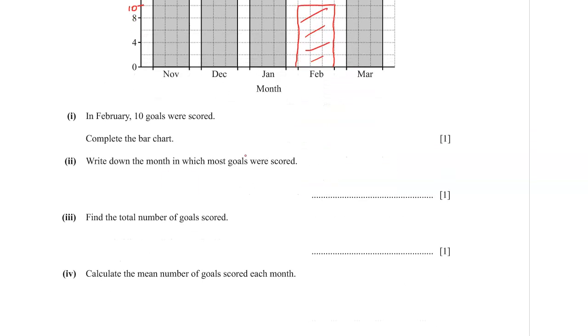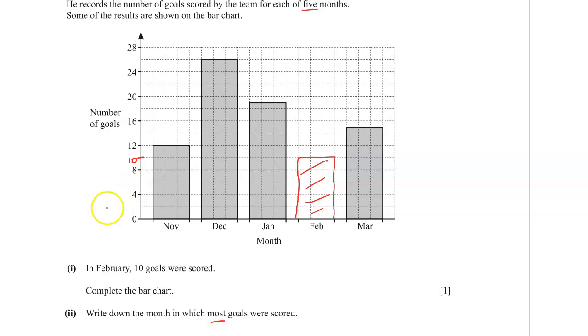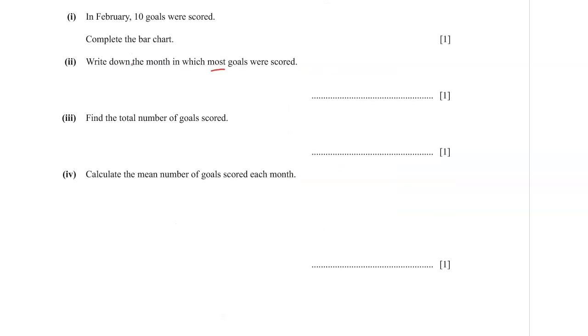Part 2, write down the month in which most goals were scored. That month happens to be December. As you can see, December has number of goals scored were 26. Total number of goals scored was 26 right there. So December it is, the month that scored most goals.